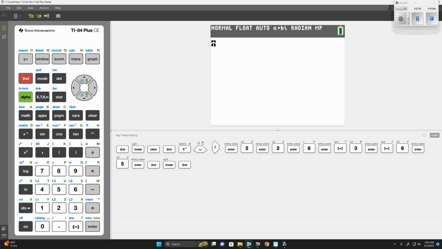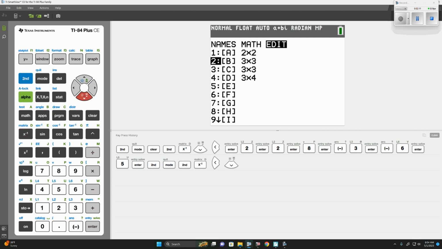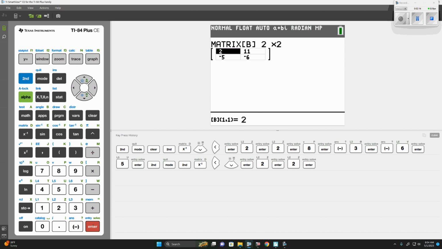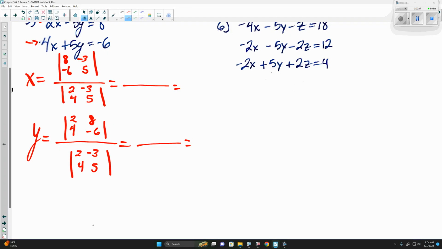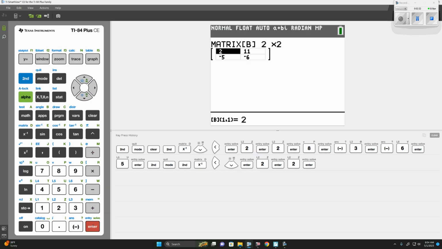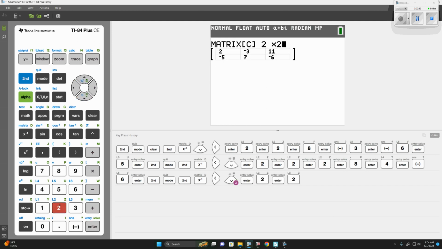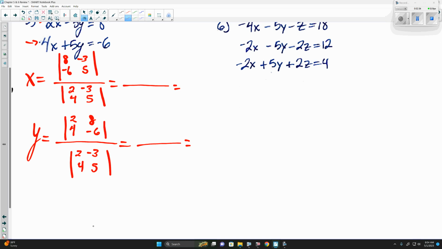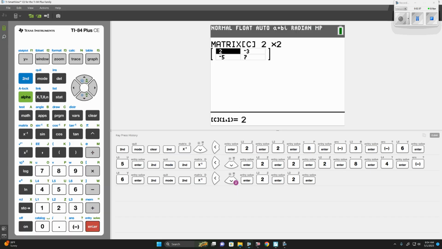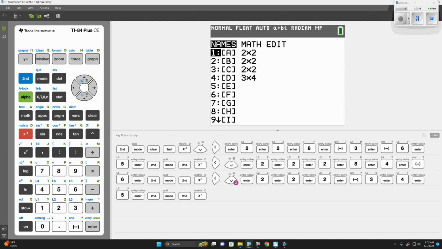Second quit. Second matrix. This time we can do matrix B and say another 2 by 2. So 2, 8, 4, -6. Second quit. Second matrix. C is a 2 by 2. 2, -3, 4, 5. Now we could take the determinant of each one of these here.